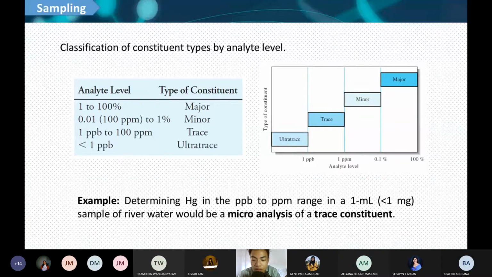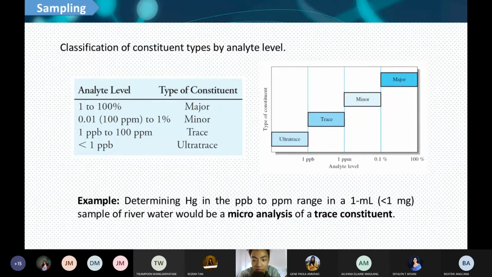However, if the concentration of your analyte decreases further, then we can classify them as minor analysis or minor constituent analysis, or if it is in ppb or ppm ranges, then we call it trace analysis, and anything lower than ppb will be considered ultra-trace constituent analysis.